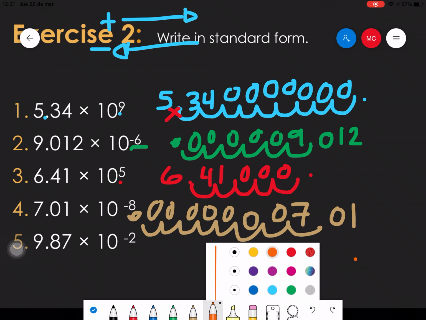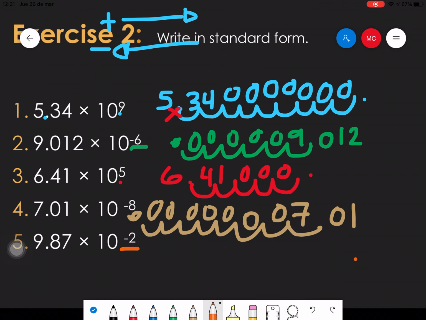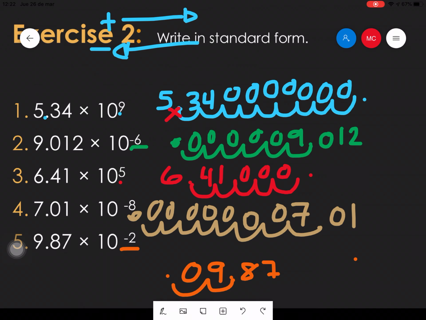Then next one is negative again, and tells me to move 2 times to the left, so it will be 9.87, and I move it 1 and 2, so it will be like this. Hope you learned. Hope you had everything correct. Now it is time to do the work alone, and that one will be actually graded.